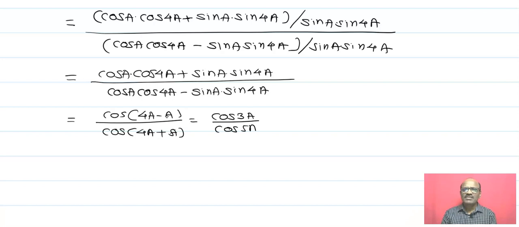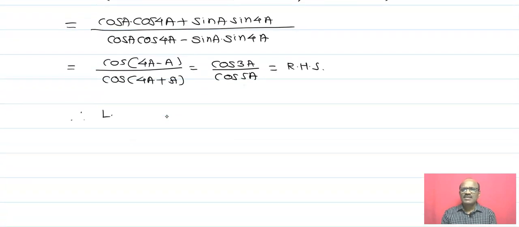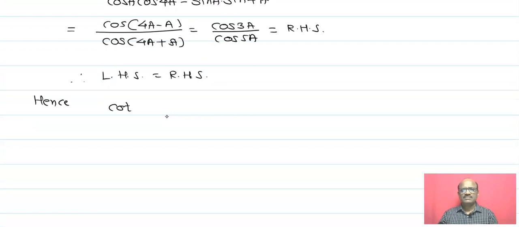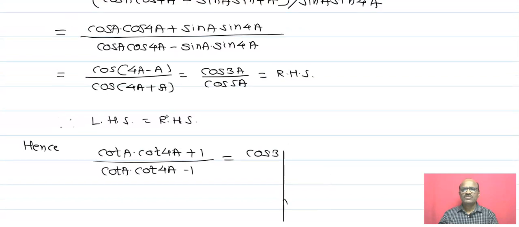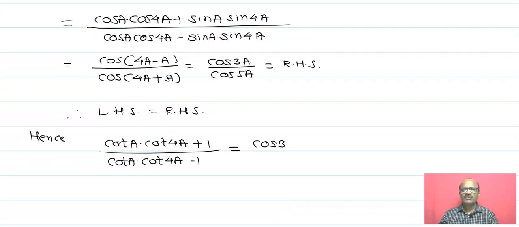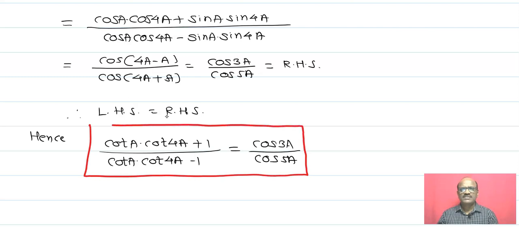Now here you will say why we have not taken the A first; whatever the bigger angle, that I have taken. Therefore it is cos of 3A upon cos of 5A, which is our RHS, and hence LHS is equal to RHS. Now next, therefore cot of A into cot of 4A plus 1 upon cot of A into cot of 4A minus 1 is equal to cos of 3A upon cos of 5A. This is what we wanted to prove.